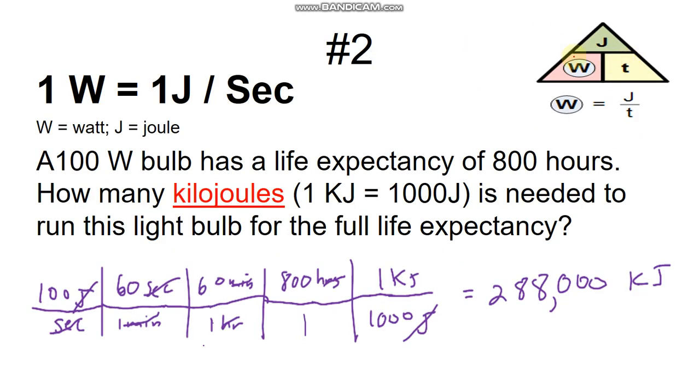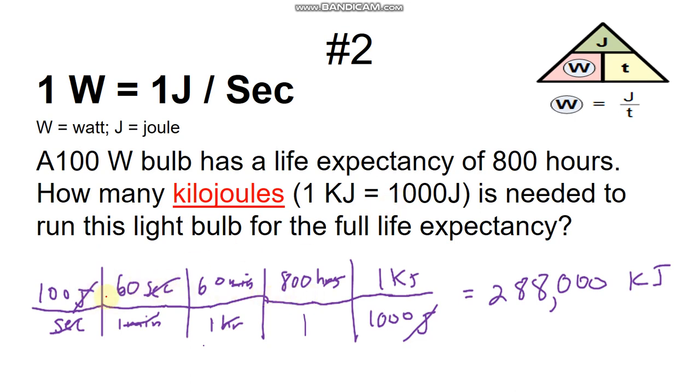Our second example, let's just say a 100-watt light bulb has a life expectancy of 800 hours. How many kilojoules, and I underlined kilojoules so you know what unit the question is asking you to put your answer in. Now, the conversion rate here is 1 kilojoule is equal to 1,000 joules. So how many kilojoules are needed to run this light bulb for the full life expectancy?